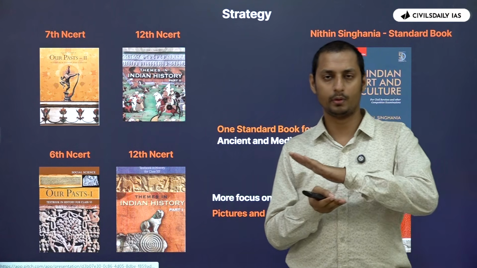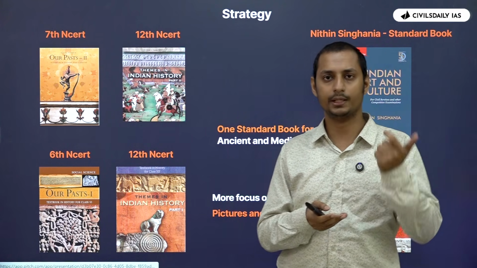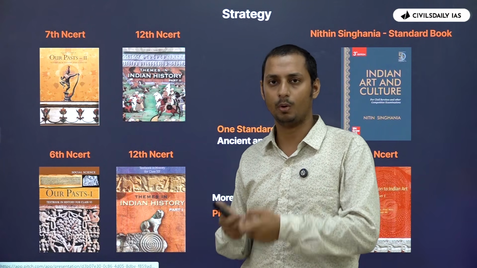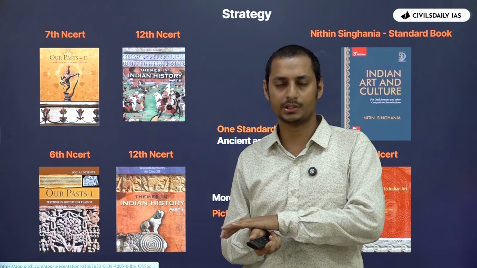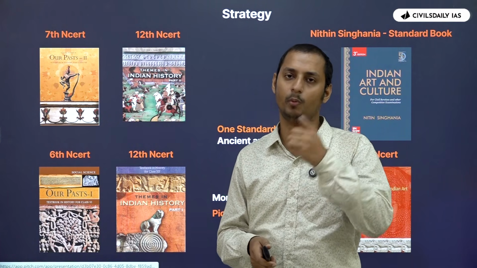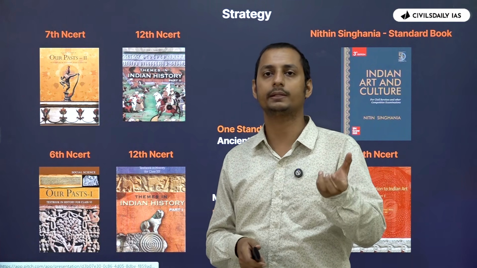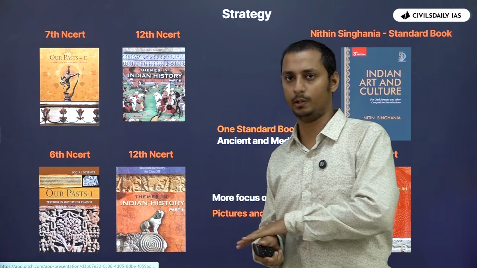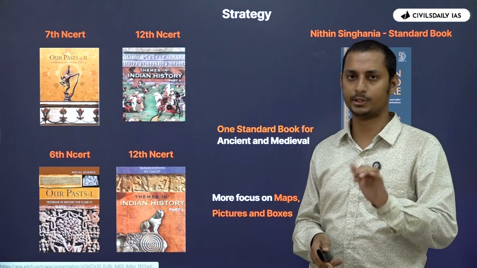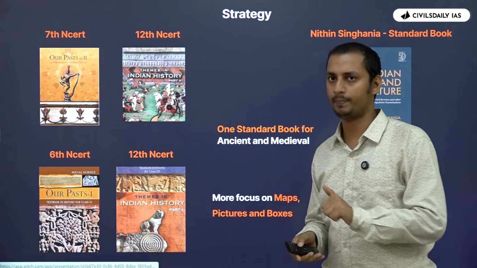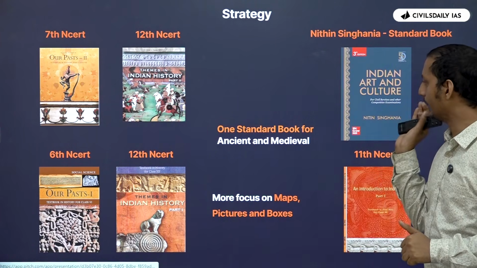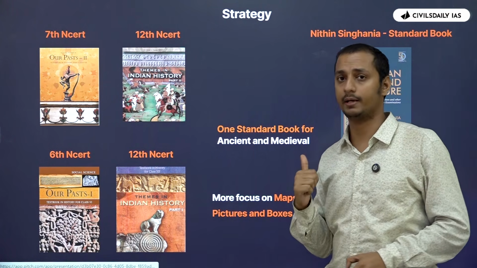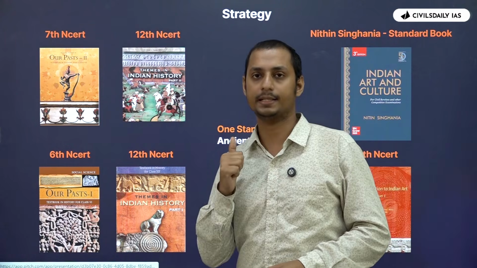Follow some standard book or any of your institute material, and then read the subsequent chapters of the NCERTs. If you're studying Mauryan history, then study the Mauryan history of the standard book first, followed by the 6th and 12th NCERTs, and add all the additional notes you get from the NCERTs to your standard book, so that you will have one source of information. This is what you should be following. And in case of art and culture, you can follow Nitin Singhania, and you can follow the 11th standard Introduction to Indian Art NCERT as well.